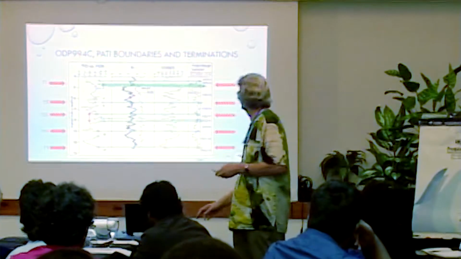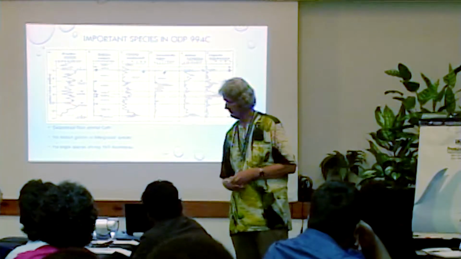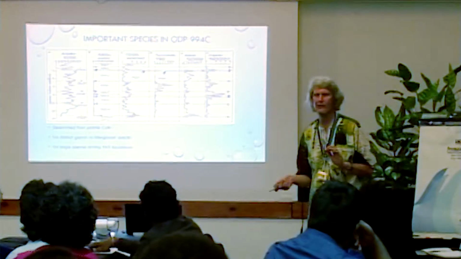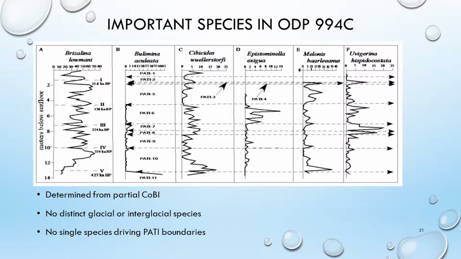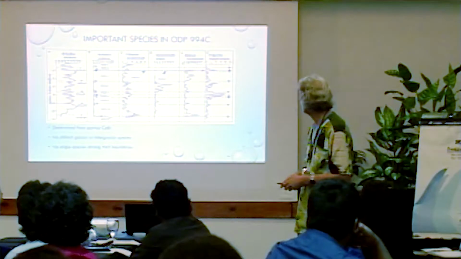Let's see, move on. Oh, before I do that, I should just add, this is derived from COBE. These are the main species. You can see that there are no distinct glacial, interglacial forms there. The thing that people have been trying to find for years, it does not exist.